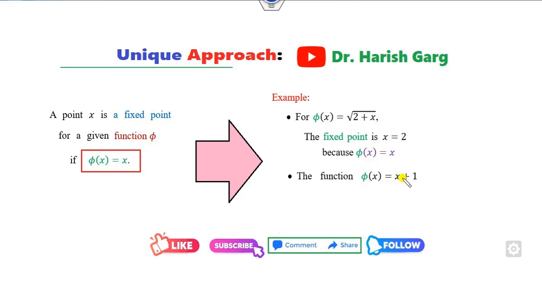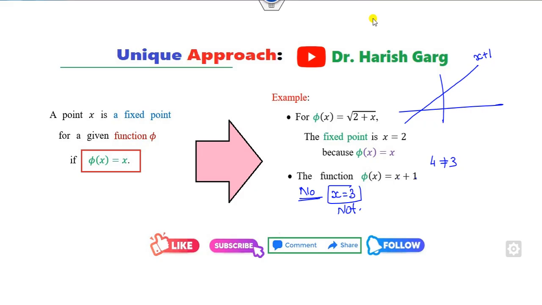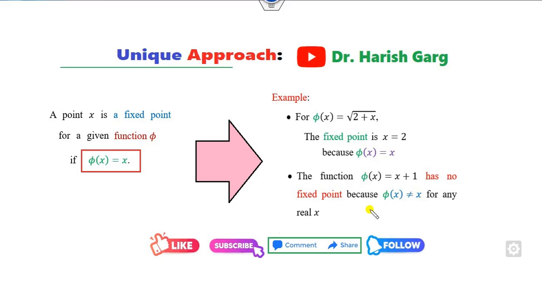Can you find the fixed point of this? There is no fixed point for this problem, because if you take x equal to 3 as the fixed point, 3 plus 1 is 4, and 4 is not equal to 3, so this is not a fixed point. Or if you draw the graph of y equals x plus 1 and the graph of y equals x, you can see these are parallel lines and will never intersect, so there is no fixed point for this problem.